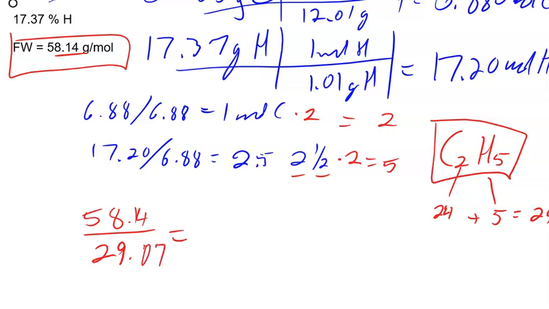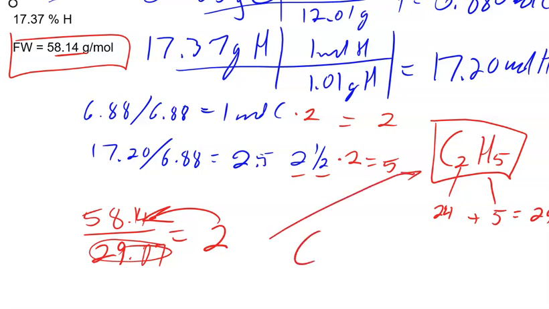Even if this doesn't end up being a perfect whole number, this answer will always be a whole number, and this one's 2. So the empirical formula needs to be 2 times bigger to be the molecular formula. So we make this 2 times bigger by multiplying it times 2. So you got C4H10, and that is the molecular formula. It's the actual number of atoms of each element in the compound.